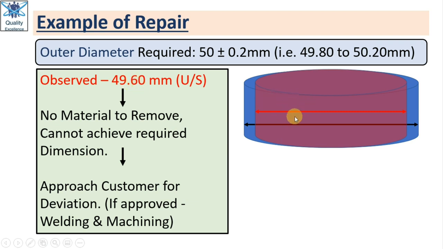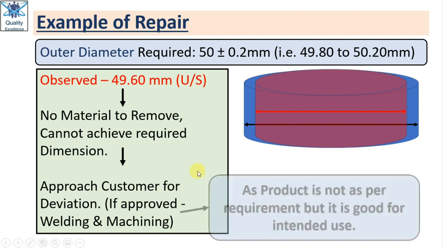We have already removed extra material out of this diameter. So now there is no material to remove, and we cannot achieve the required dimension. So what we need to do is approach the customer for a deviation. If we give the customer an option to weld on the part and remachine it to make the dimension 49.80, and if the customer accepts it, then we can do this activity of welding as well as turning it again.